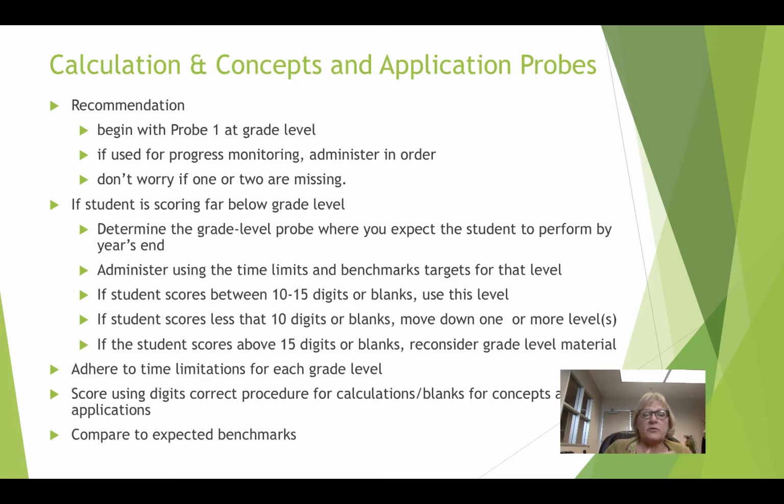Even though the child is a third grader. Now, if a student scores somewhere between 10 or 15 blanks correct, you're at about the right level. If it's less than 10, you need to back up. And if it's more than 15, then you might want to reconsider and just use the grade level probes. I already talked about time limitations, but that's really the key.